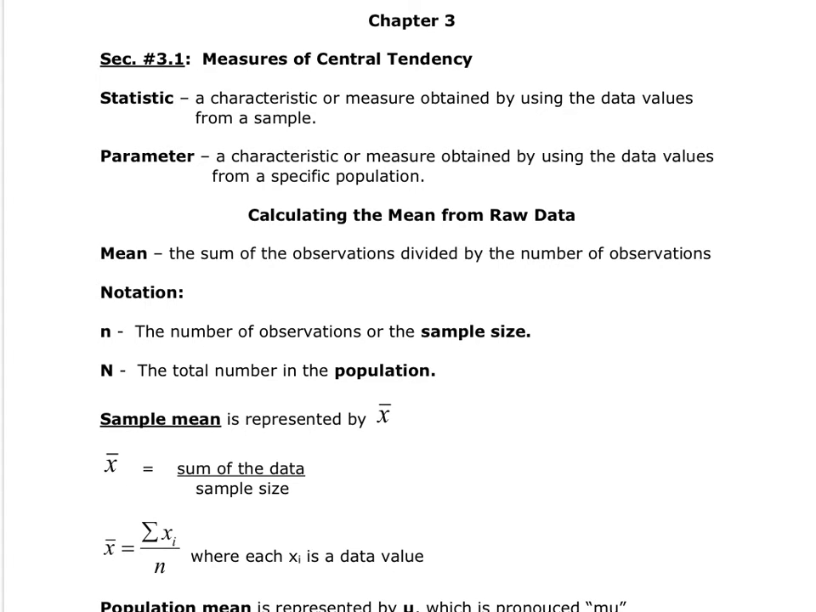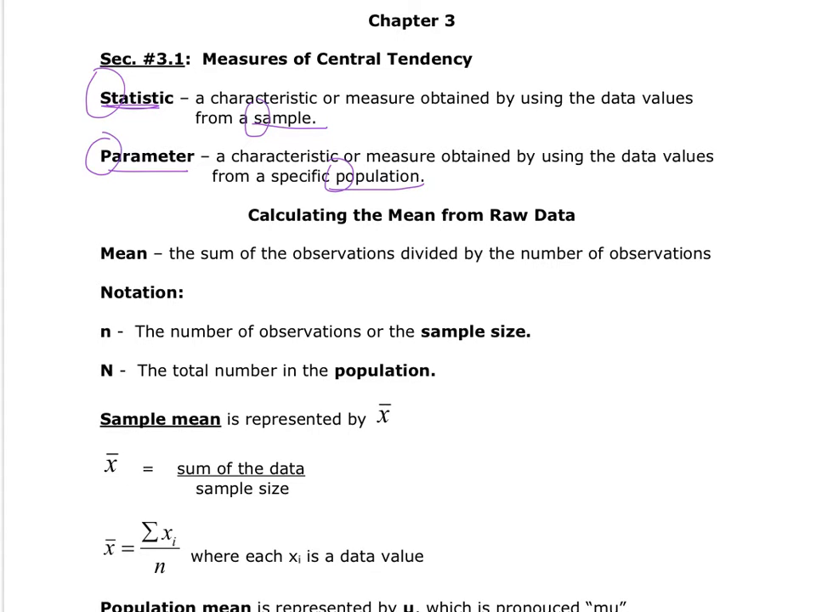Hello, today we're going to talk about 3.1, measures of central tendency. So to review from chapter 1, we're going to start with what is a statistic. A statistic is a characteristic or measure obtained from a sample. How I remember this: statistic, S; sample, S. And a parameter is a characteristic or a measure obtained by using data values from a population. I remember this: parameter, population.